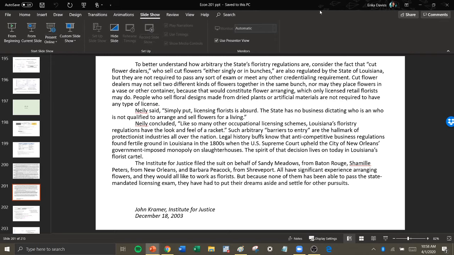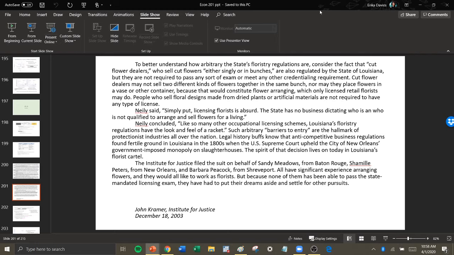Such arbitrary barriers to entry are the hallmark of protectionist industries all over the nation. Legal history buffs know that anti-competitive business regulations found fertile ground in Louisiana in the 1800s when the U.S. Supreme Court upheld the city of New Orleans' government-imposed monopoly on slaughterhouses. The spirit of that decision lives on today in Louisiana's florist cartel.